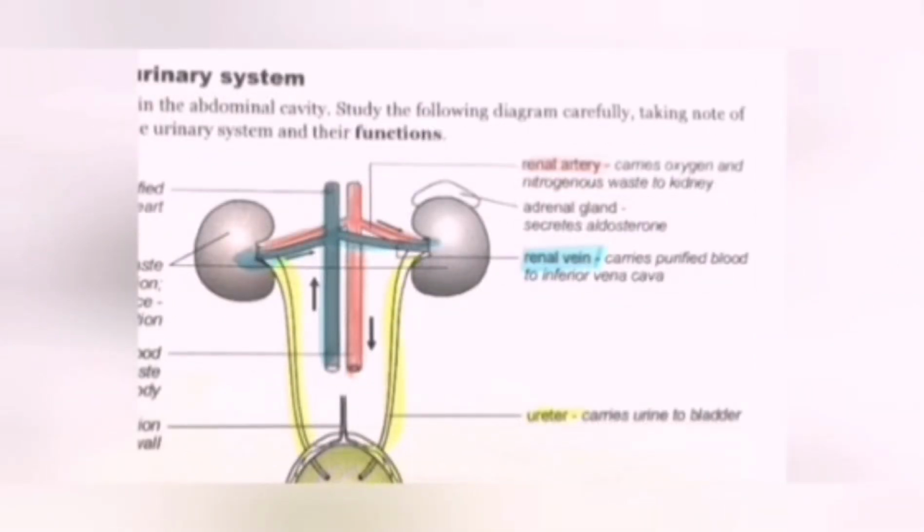You will also then notice that the renal veins are two veins that exit the kidneys, and you were asked to shade those in blue. Now the renal vein carries purified blood towards the inferior vena cava. So a vein carries deoxygenated blood as well. So the blood that goes into the kidneys is full of oxygen. The blood that comes out of the kidneys is clean but deoxygenated.